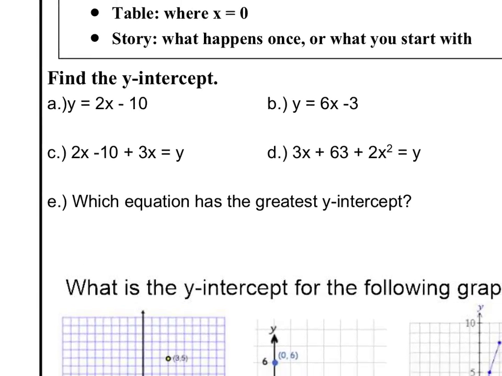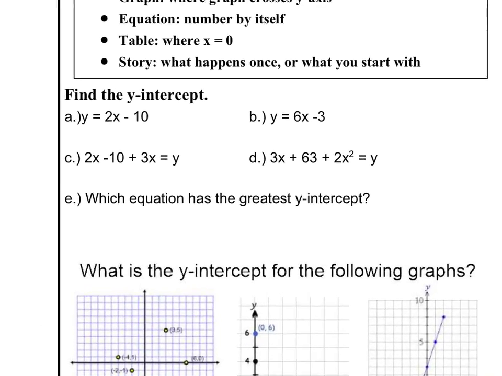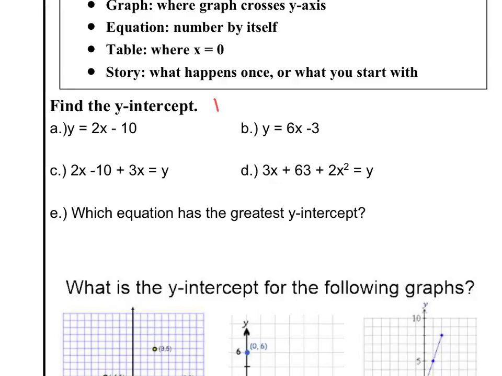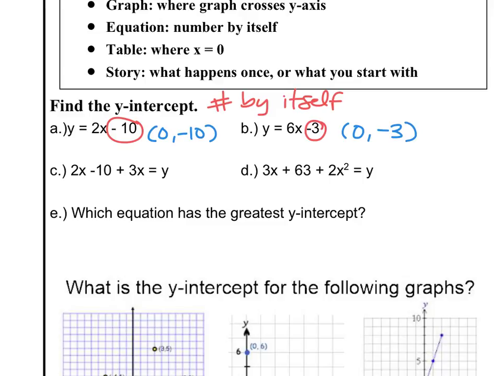So first examples here, we're going to find the y-intercept from some equations, which again is the number by itself. It's the number without a variable. So for this first one, that would be -10. We write that as a point, 0, -10. Next one, that would be -3. So 0, -3. -3 does not have a variable next to it.